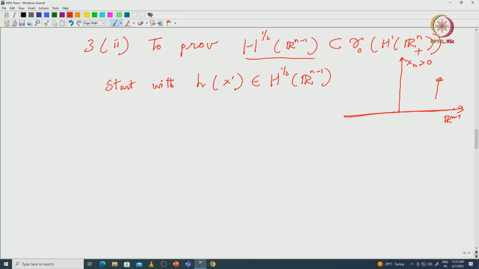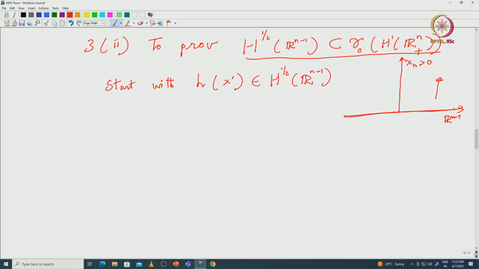We have proved in the last class that the trace is an H half function. Now we want to show that it is only the H half functions. That means the trace of gamma naught is precisely H half. So we will prove the other inequality, which we state here. Okay, so this is the inequality.